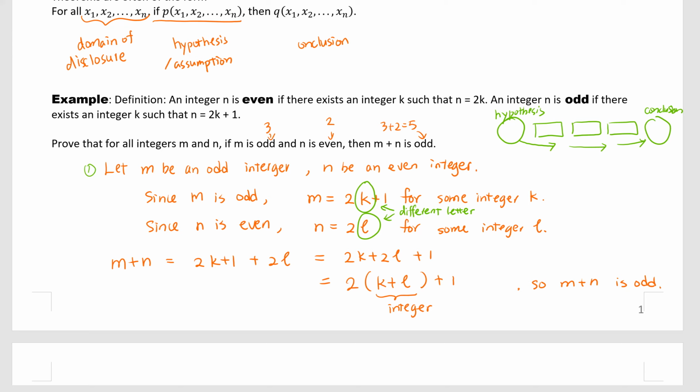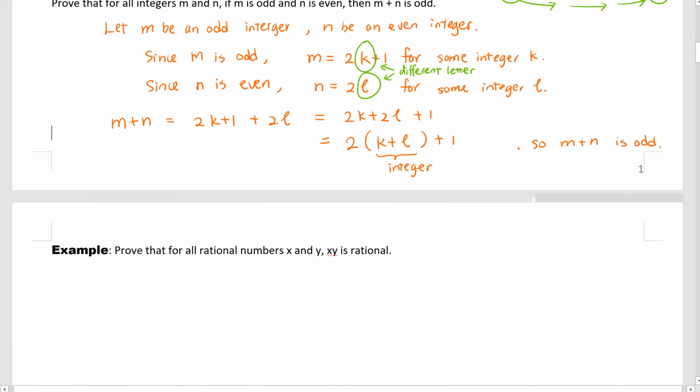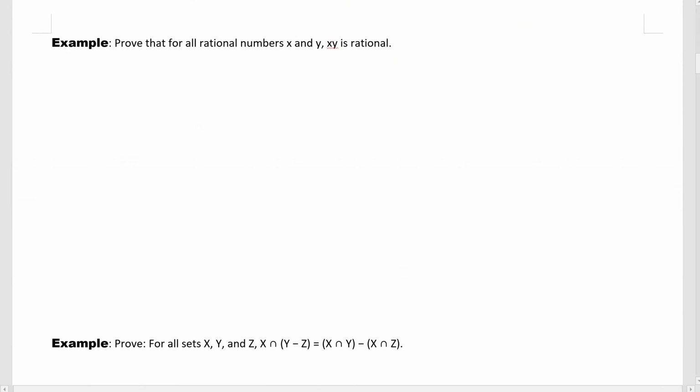Okay, everybody? And at the end, we know that we want to show that m plus n is odd. So we want to have the form 2 times some integer plus 1. Then we can connect those bridges. So far, so good, everybody. Today we will do lots of examples. Okay, let's look at the next one.